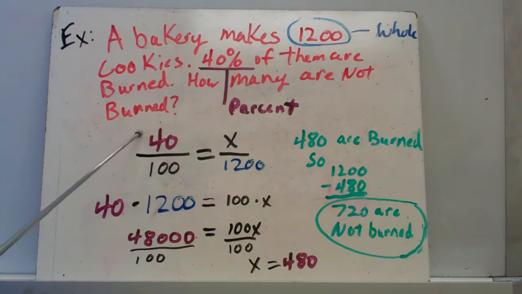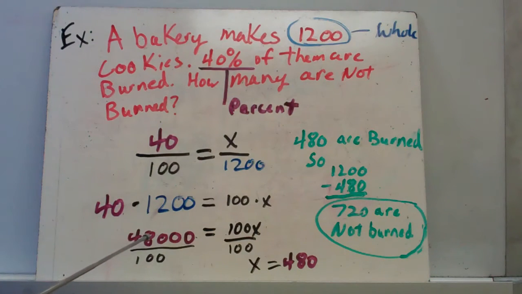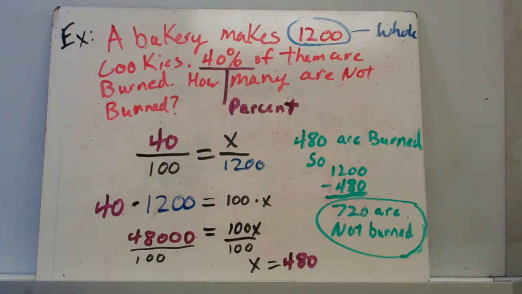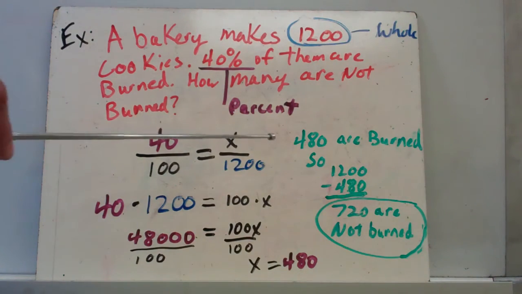So when we cross multiply to solve this, 40 times 1,200, we get 48,000. And 100 times x is 100x. Got to isolate that variable. So we're going to divide both sides by 100, and we get x to be 480. So 480 of those cookies end up being burned.